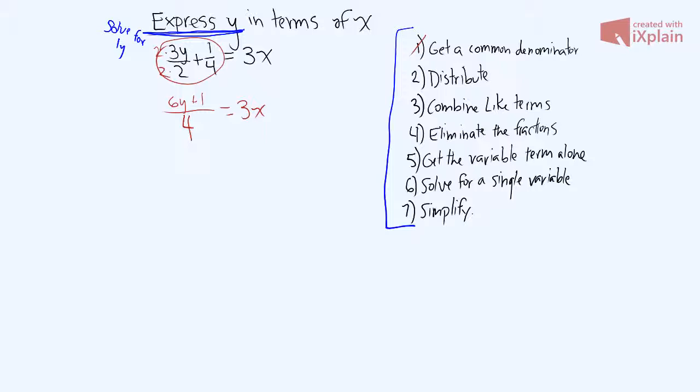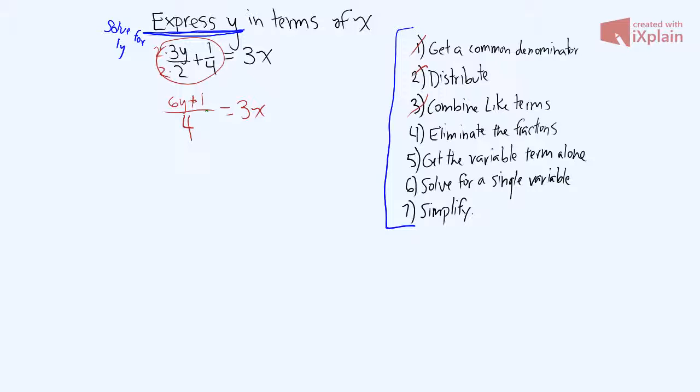Okay, and then it says to distribute. We have nothing to distribute, so we're done with that step. Then it says to combine like terms. So we look at the left side and there's no like terms to combine because 6y and 1 are not like terms. When you add and subtract, they have to have the same variables. Then it says to eliminate the fractions.